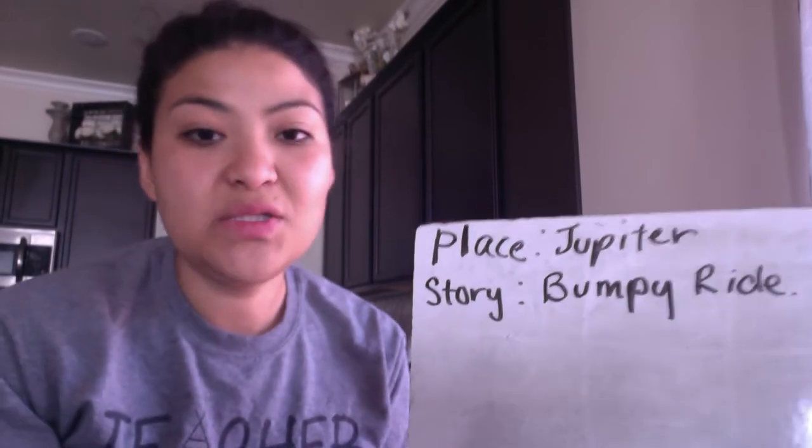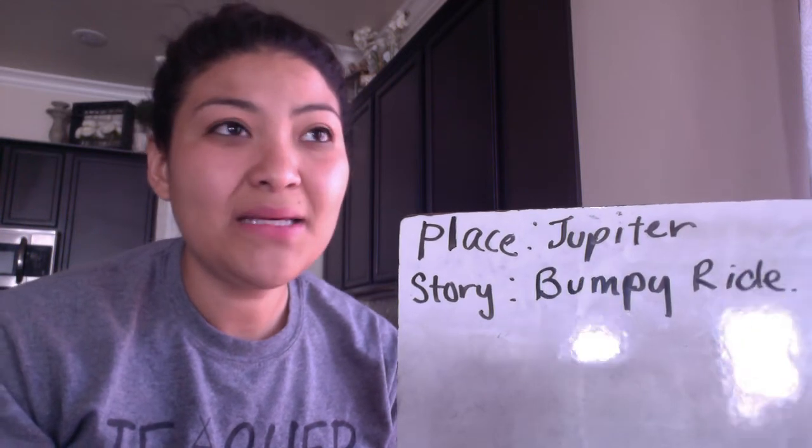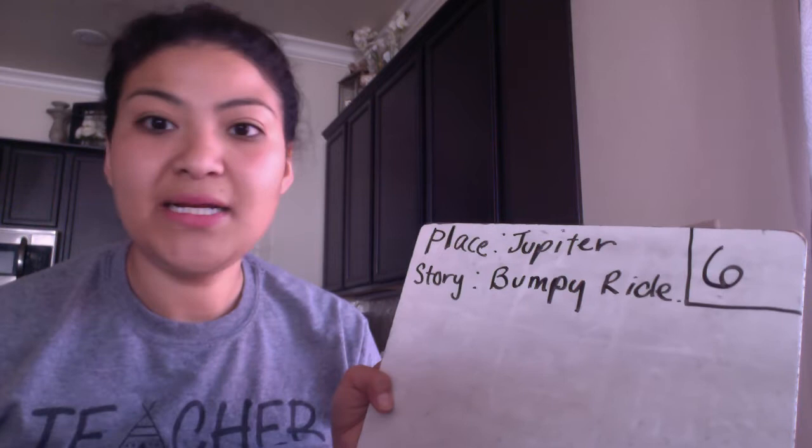There's not much to see. It's very rocky. So the place is going to be Jupiter, and the story is going to be a bumpy ride. Oh, I misspelled bumpy. B-U-M-P-Y. Bumpy ride. Alright, so you're going to rewrite the story, okay? Guys, it doesn't have to take very long. I'm going to say max 6 sentences. Max, okay? So I'm going to put my 6 up here to remind myself, okay? I have to write at least 6 sentences.